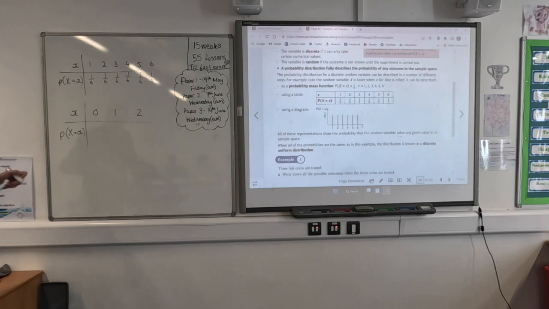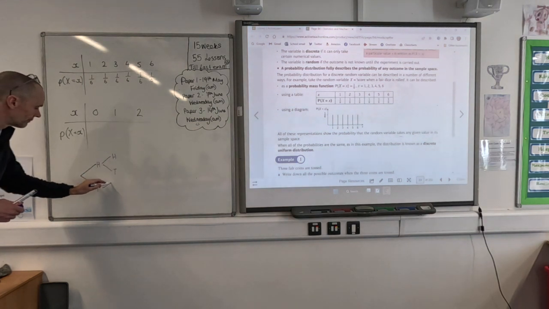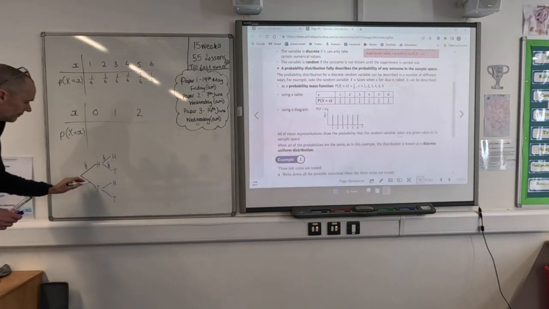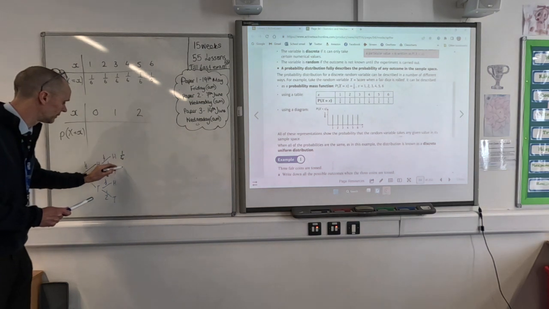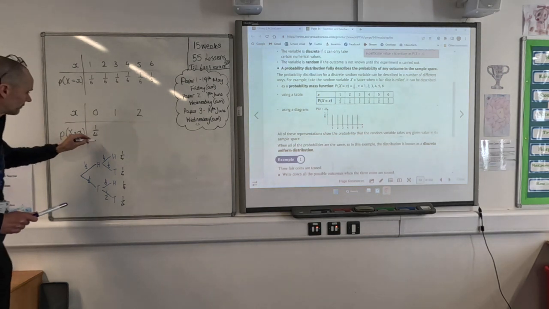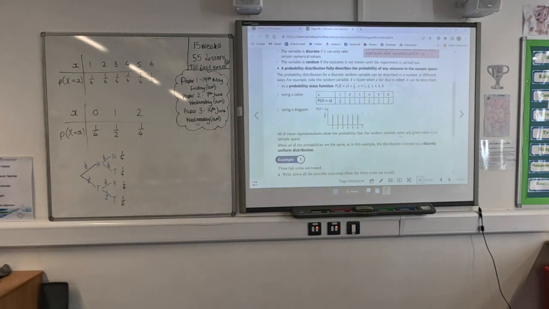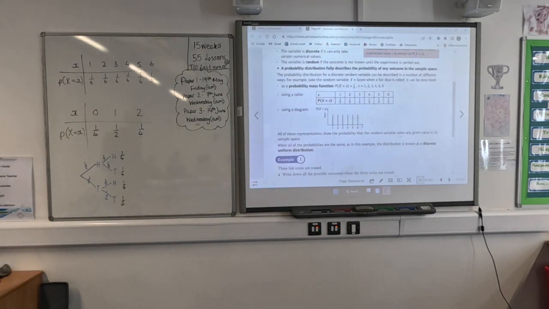I'm going to quickly knock it up anyway. So this time we don't get a uniform distribution because there's a couple of ways I can get a single head: head first, then tail, or tail first, then head. So this probability distribution is the first one we've met that's not uniform.